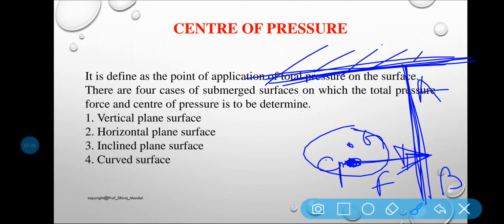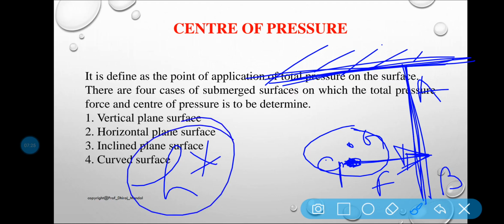So let us discuss the center of pressure. It is denoted by A star. What is center of pressure? Center of pressure is calculated by using the principle of moments, which states that the moment of the resultant force about an axis is equal to the sum of the moments of the components about the same axis.